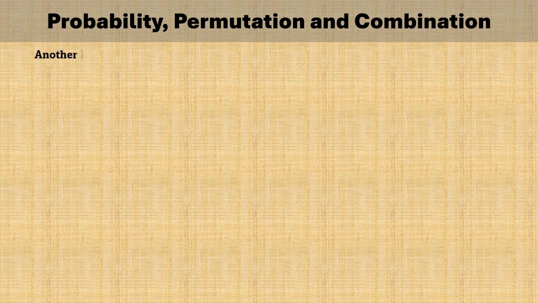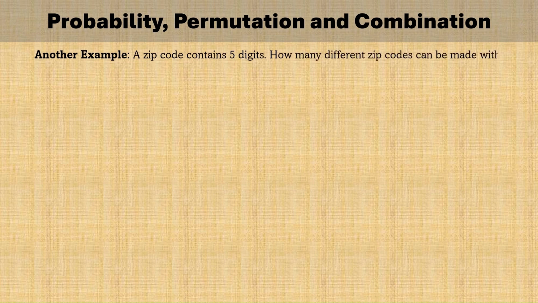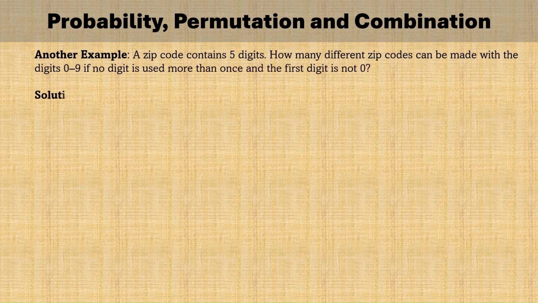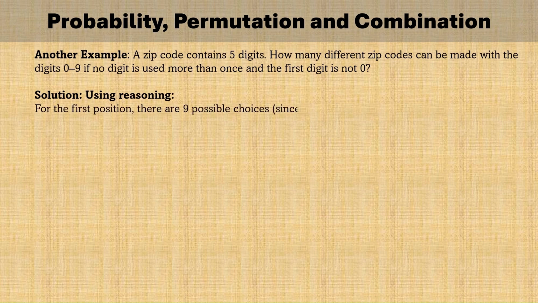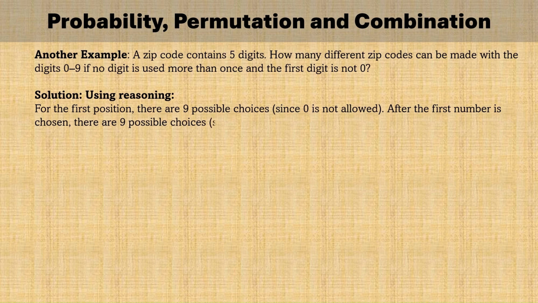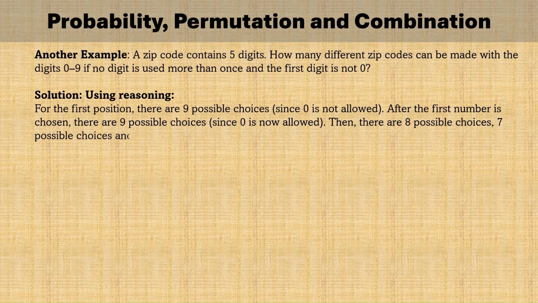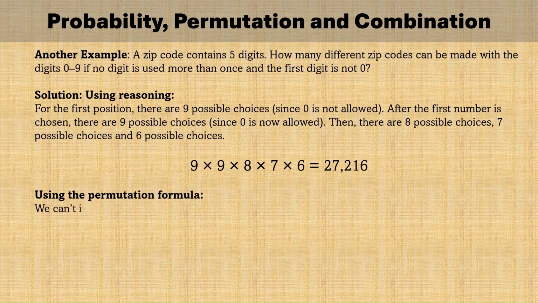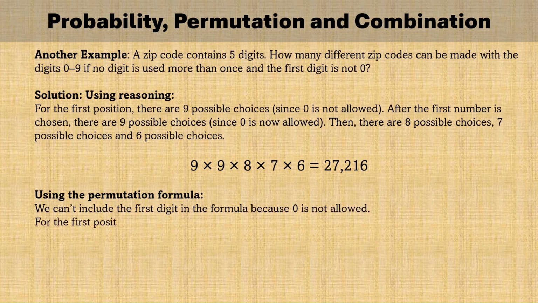Another example, a zip code contains 5 digits. How many different zip codes can be made with the digits 0 to 9 if no digit is used more than once and the first digit is not 0? Solution: use this reasoning. For the first position, there are 9 possible choices, since 0 is not allowed. After the first number is chosen, there are 9 possible choices for the second number, since 0 is now allowed. Then, there are 8 possible choices for the third number, 7 possible choices for the fourth number and 6 possible choices for the fifth number.